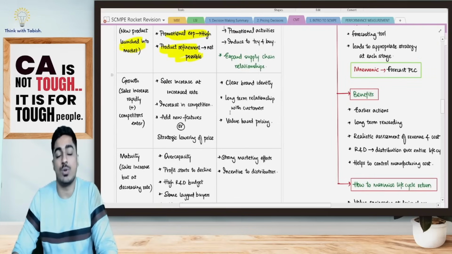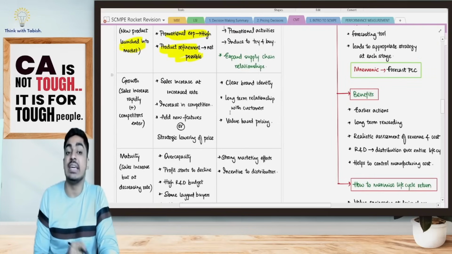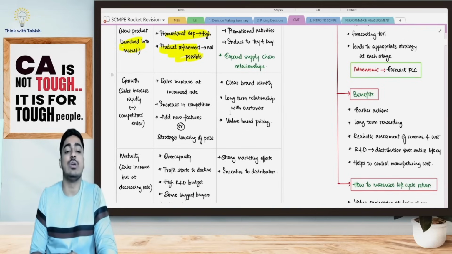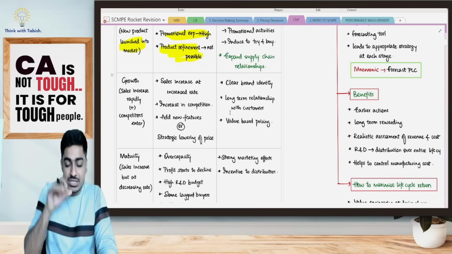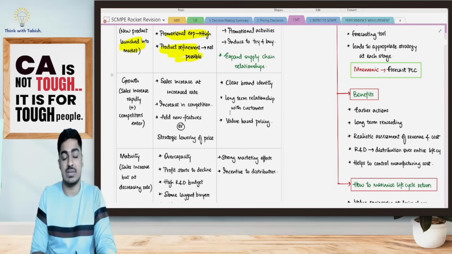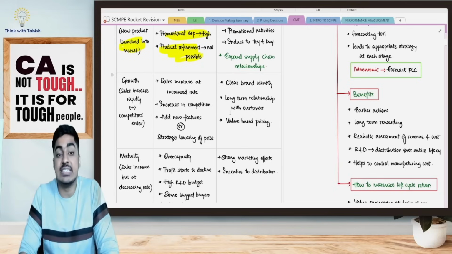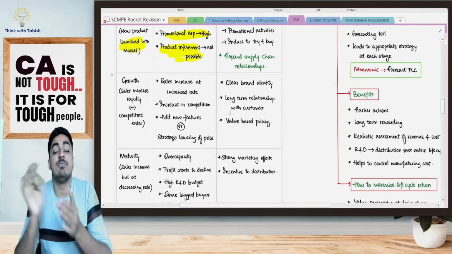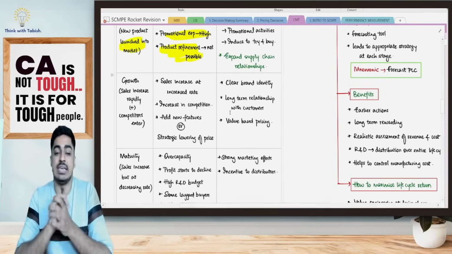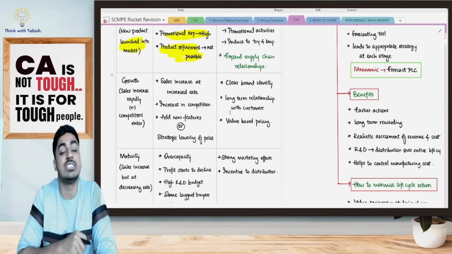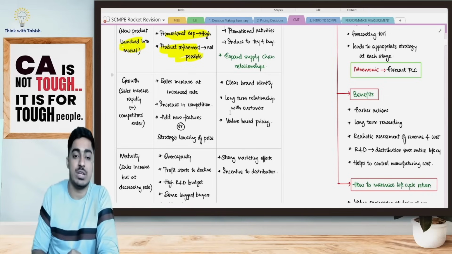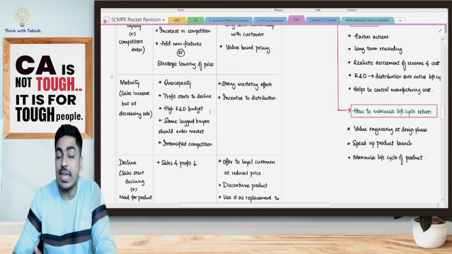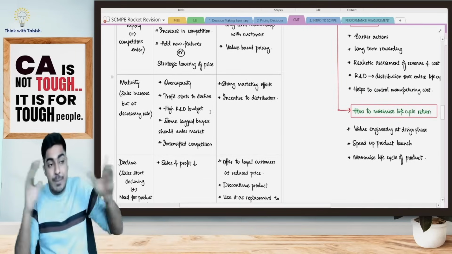During the growth phase, what will happen? Sales will be increasing at an increased rate. Again, competitors will start entering the market. What can we try to do? We can add new features or strategically slowly lower the price. Now, what all do we have to do as a strategy? Establish a clear brand identity. Make yourself distinctively visible amongst your competitors. Try to establish long-term relationships with your customers because it is needed for your maturity phase. You can go for value-based pricing. Maturity phase, few characteristics. Firstly, there is overcapacity in the industry.